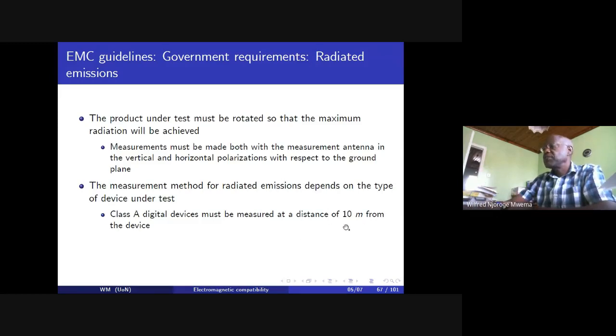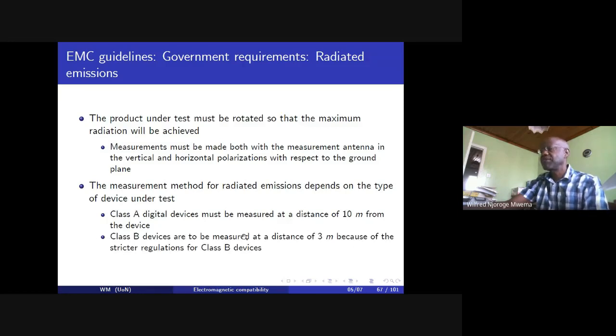Because at 10 meters, of course, we know that with the 1/R reduction in the amplitude of the electric field intensity, we are usually measuring a lower value of that radiation. But since we were stricter for Class B, this will be measured at about 3 meters from the device, because we want to make sure that the values we are obtaining from that device are much lower than those that will be coming from Class A.